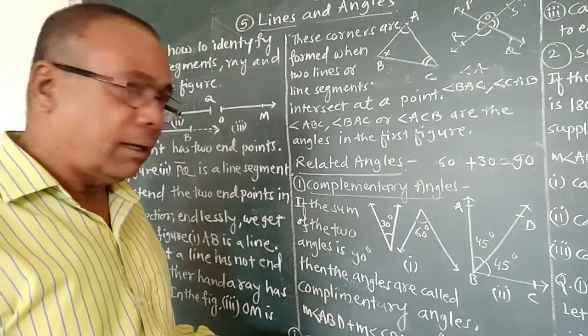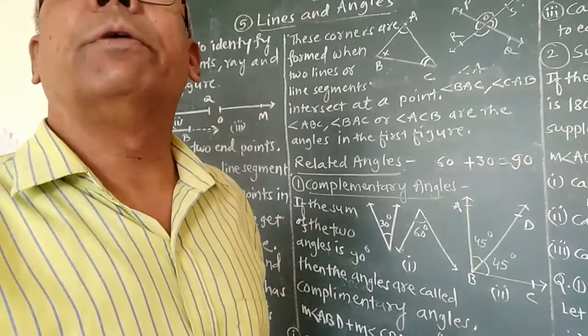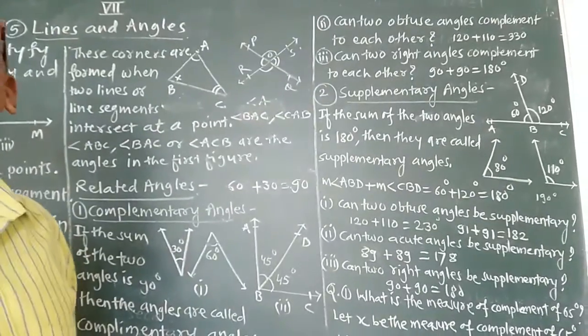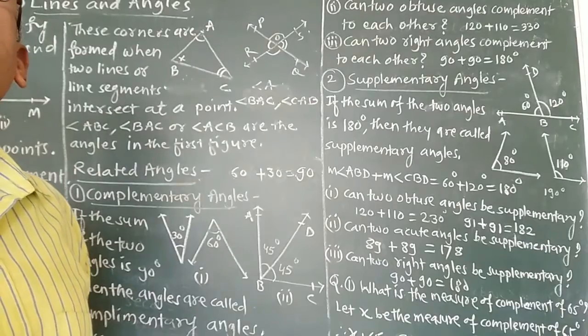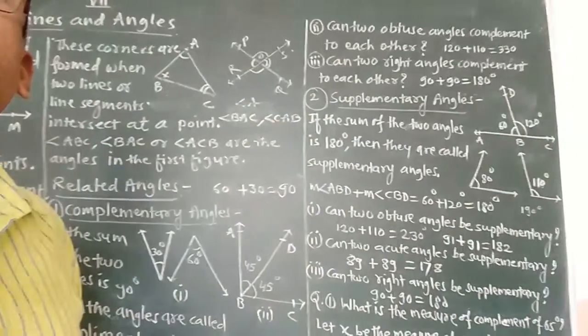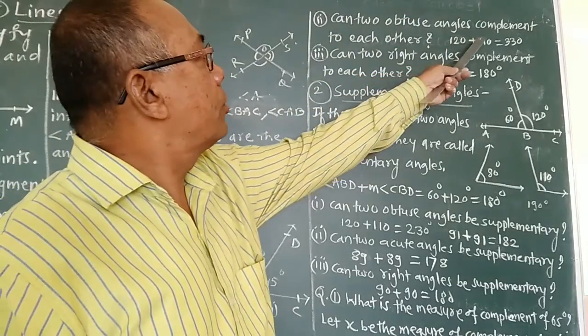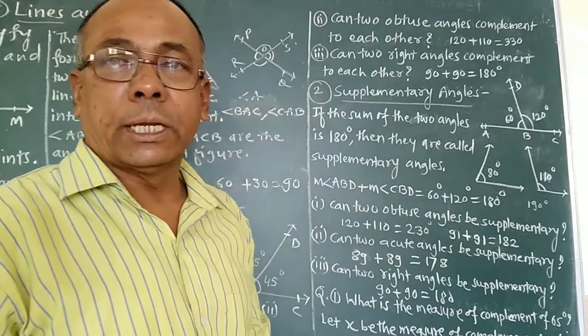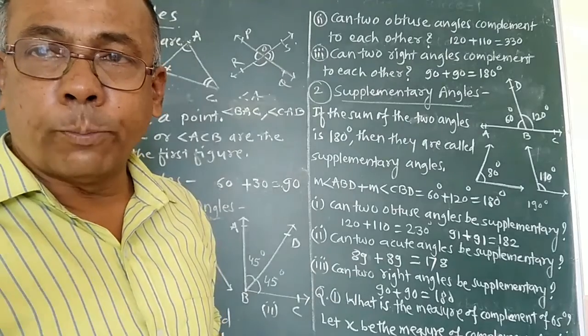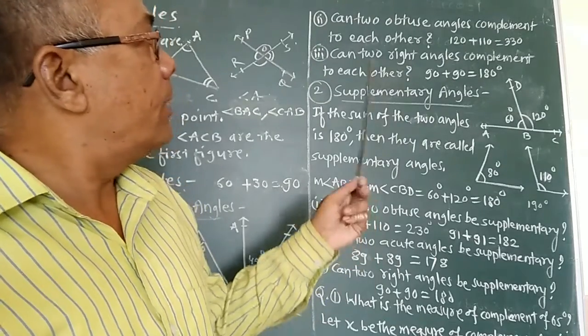आता हा झाला फर्स्ट क्वेश्चन, and now we will see the second question. In the second question, can two obtuse angles complement each other?